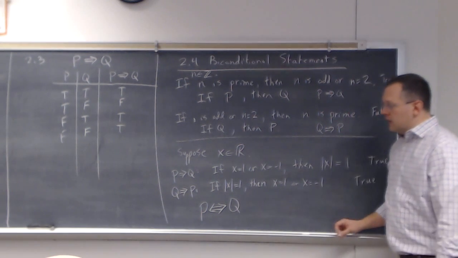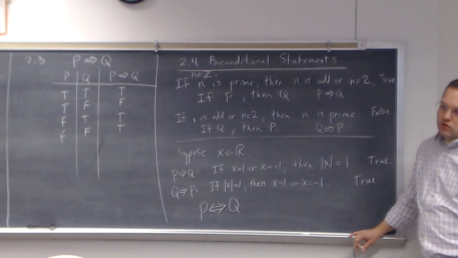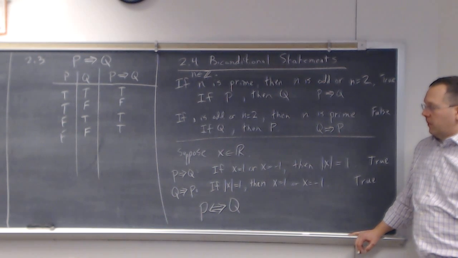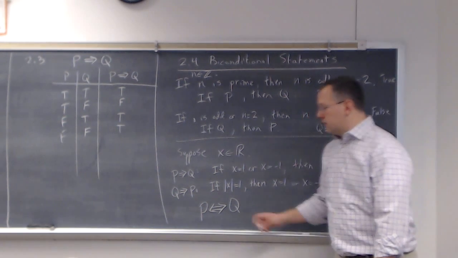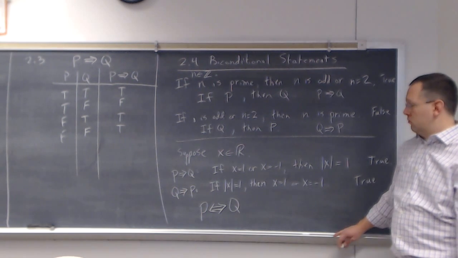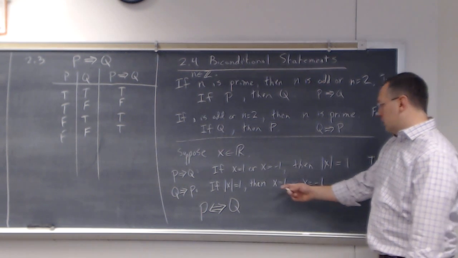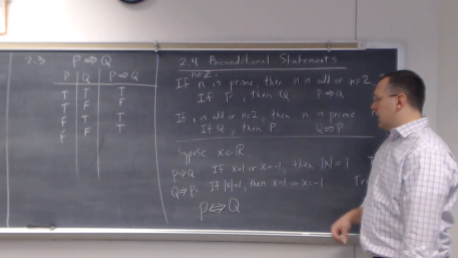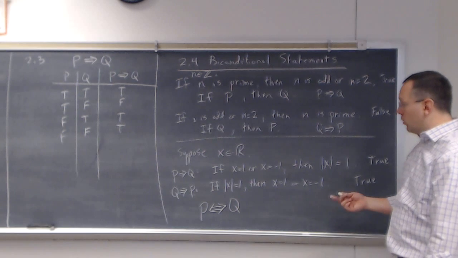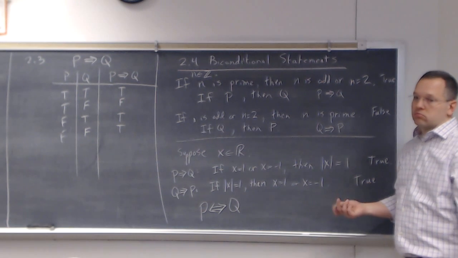Not equivalent to P if and only if Q. One way of saying it: this symbol right here stands for, you can read this as, P if and only if Q. So you could read the sentence, x equals 1 or x equals negative 1 if and only if the absolute value of x is 1.